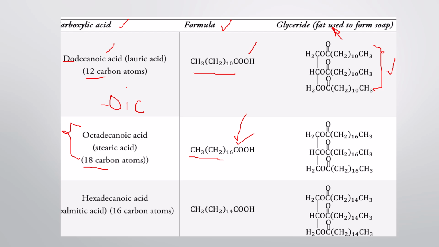This one is called hexadecanoic acid because we're having 16 carbon atoms, which can also be called palmitic acid. It's represented by this formula, and after 3 molecules of this carboxylic acid combine with glycerol, we end up with this glyceride, and this glyceride in turn we use to form our soap.